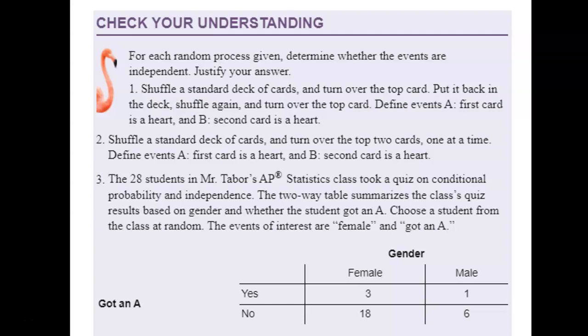So first card, second card. The first card's a heart, the second card's a heart. Are those independent or not? And then they look down at this data. We got 28 students in Mr. Tabor's AP Stats class took a quiz on conditional probability and independence.